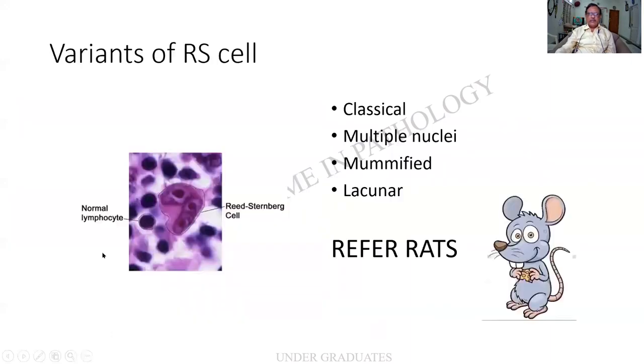And these are some of the variants. Sometimes you can get multinucleated cells, there can be mummified cells, uninuclear cells, etc. The variants of R.A.T.S cells I have explained in detail in my class on R.A.T.S. Kindly go and refer.